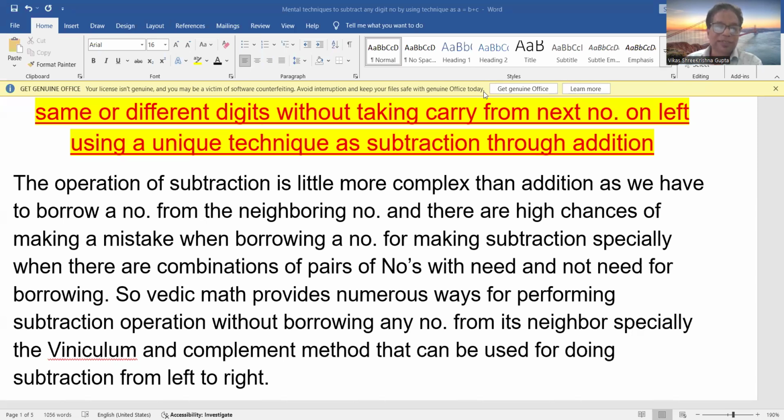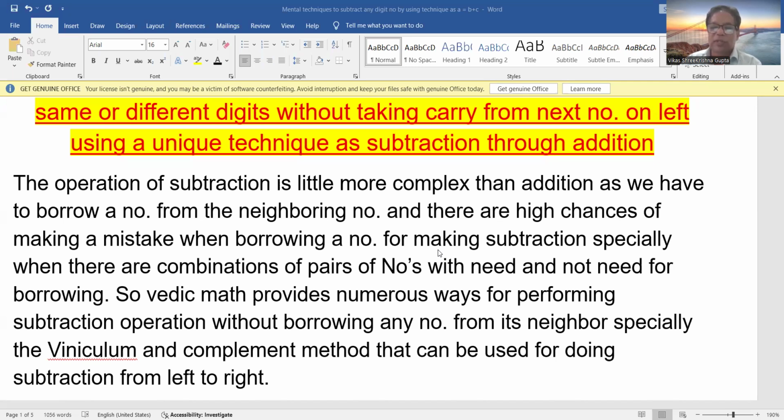As I have told you, the operation of subtraction is a little more complex than addition, because you have to take a borrow from the neighboring number. There are high chances of making a mistake when borrowing, especially when there are combinations of numbers where you may or may not need to borrow. It depends on the number. 72 minus 18, you need to take a borrow. But 72 minus 12, there is no need of taking any borrow.